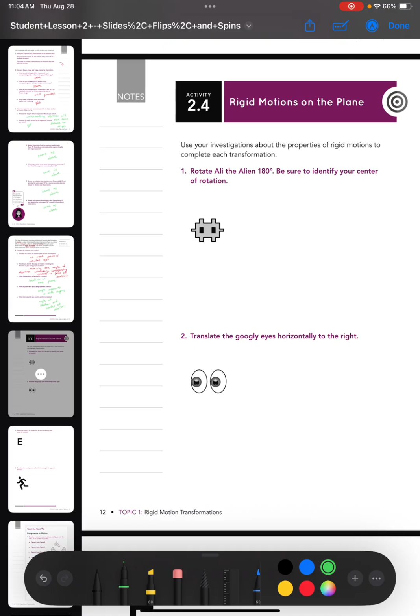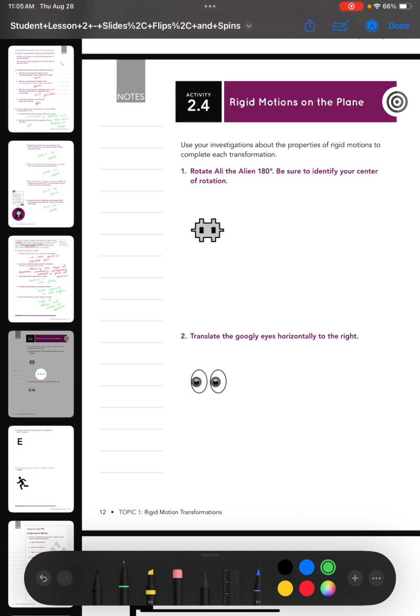All right, then the next activity is going to be exploring with different objects again. Again, you're going to use your patty paper to construct all these. I'll talk through what we should end up with results looking like here. The first one says, rotate Allie the alien 180 degrees. Be sure to identify your center of rotation.